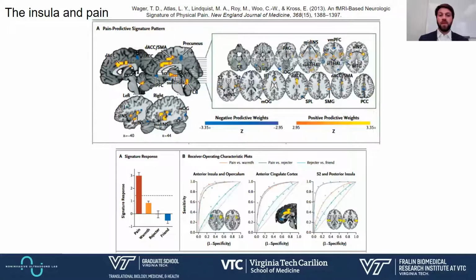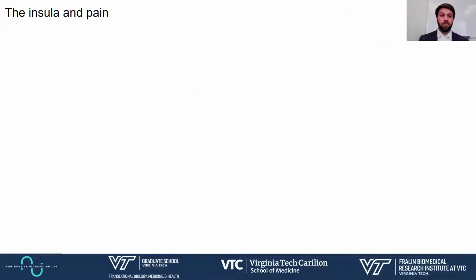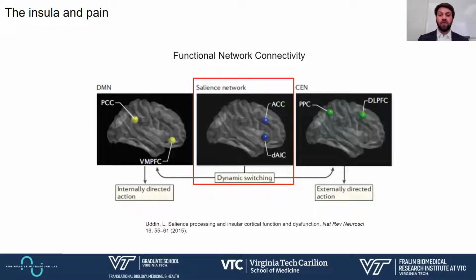In a seminal study on the fMRI signature of acute pain, the authors identified both the insula and the anterior cingulate as core regions that respond to pain, as well as showing that the anterior insula and the anterior cingulate have both high sensitivity and specificity to pain versus other non-painful stimuli. An additional feature of the dorsal anterior cingulate and the dorsal anterior insula is that they constitute core nodes of the salience network, which is responsible for dynamic switching between these other pain networks and responds dynamically to pain at the network level.